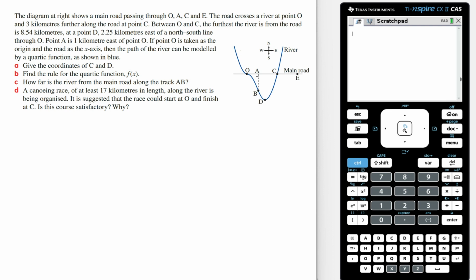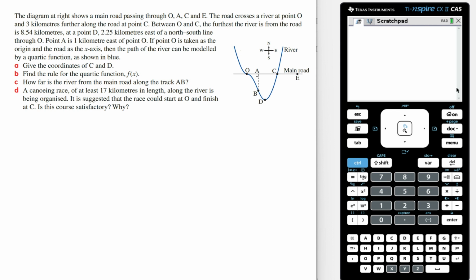The diagram at right shows a main road passing through O, A, C and E. The road crosses a river at point O and 3 kilometers further along the road at point C. Between O and C, the furthest the river is from the road is 8.54 kilometers at a point D, 2.25 kilometers east of a north-south line through O. The point A is 1 kilometer east of point O. If point O is taken as the origin and the road as the x-axis, then the path of the river can be modeled by a quartic function as shown in blue. Part A. Give the coordinates of C and D.